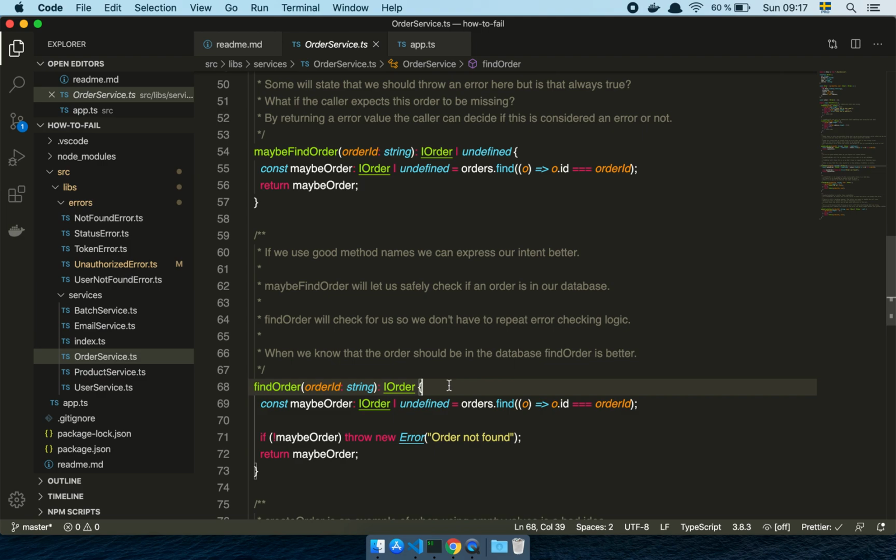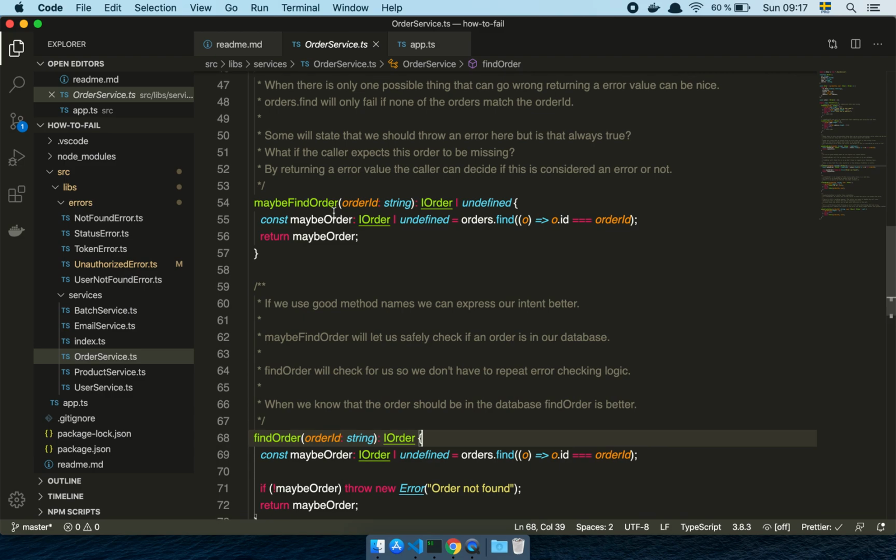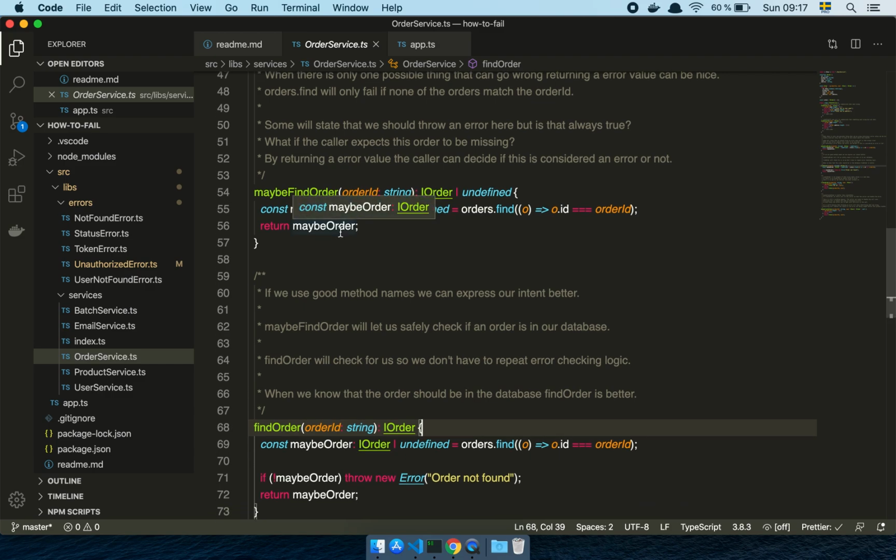So what I argue is that if you have both of these, you are communicating two different things, and you are dealing with two different types of use cases. Because maybe if I'm trying to show an order to a user who goes to my web shop and they want to see their order and I can't find that order, well, then maybe I should throw an error. Because I know at that point in time that there should be an order, but there isn't. So something is clearly wrong here, right?